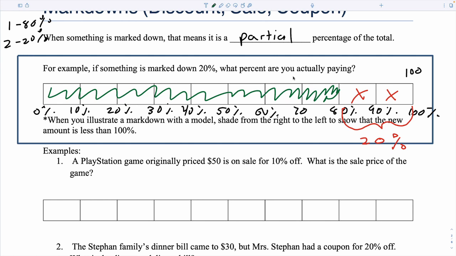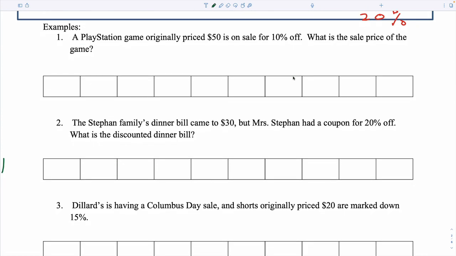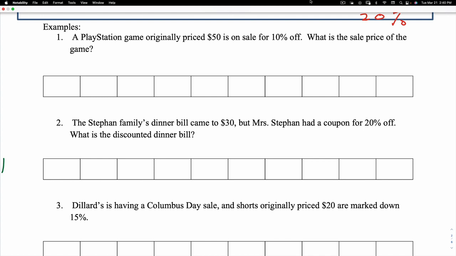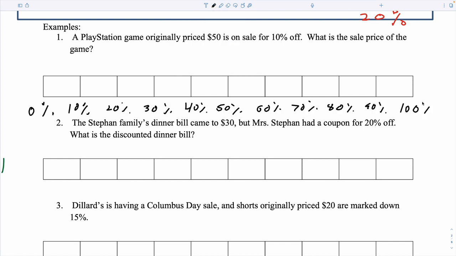Let's do 3 examples. Example 1, read it for me, please. Cameron, a PlayStation. Row 4, can you read it? Originally priced something for $50. That's the total, 50. What is each section going to be? If you take 50, I can divide it by 10 since there are 10 sections. What is 10% of 50 going to be? Yeah, 5. That's each section. Start skip counting with 5s up to 50.